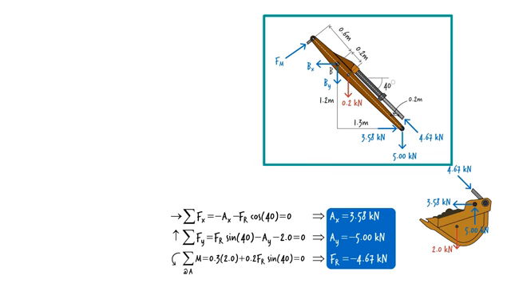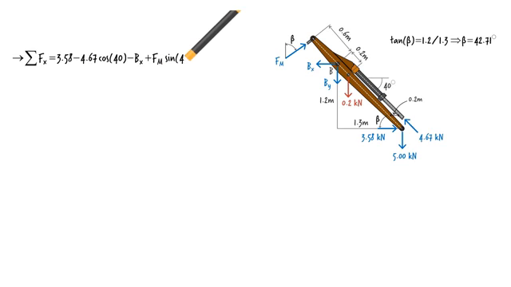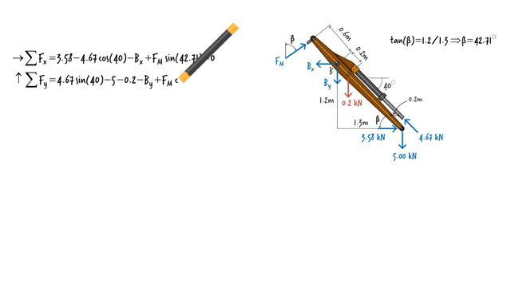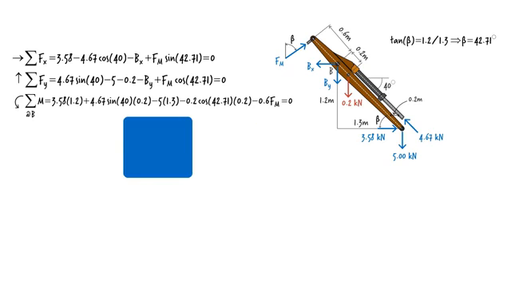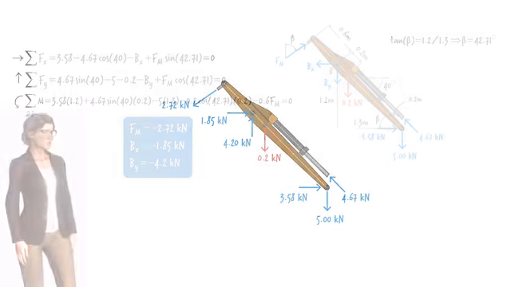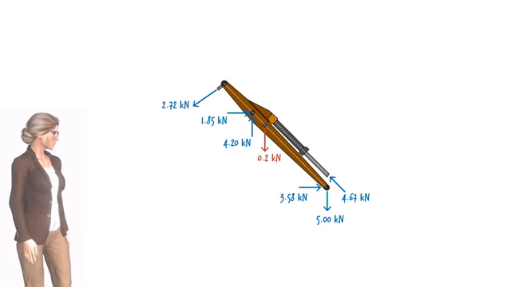But to write the equations, we need angle beta. It equals 42.71 degrees. Then the equilibrium equations become solving the last equation for FM, we can determine BX using the first equation and BY using the second equation. Now we know the internal forces at the joints of link Y. We will continue this conversation in the next lecture.